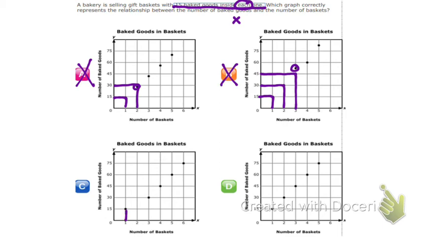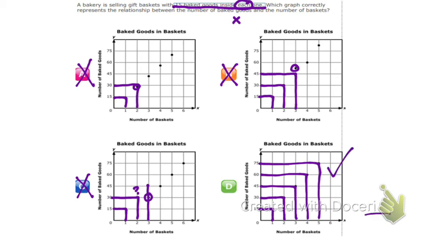Looking at C, 1 times 15 would be 15. 2 times 15 should be 30, and there was no point there. And then the next one should be 45, and the point ended up down here. So C is also not correct. So let's verify that D is the correct answer. 1 times 15 is 15. 2 times 15 is 30. 3 times 15 is 45. 4 times 15 is 60, and 5 times 15 is 75. All of these work, which means that D is our correct answer.